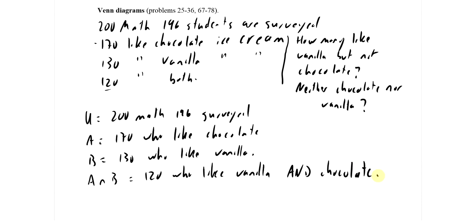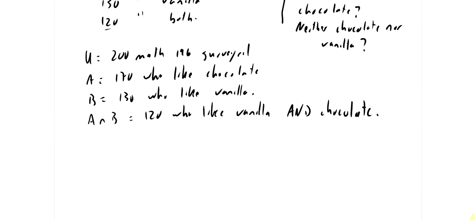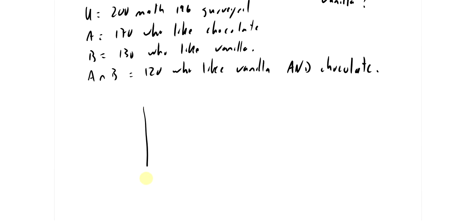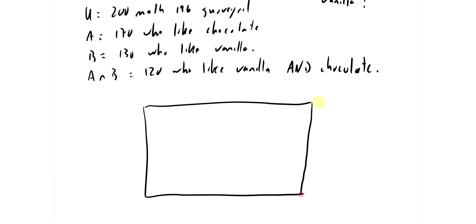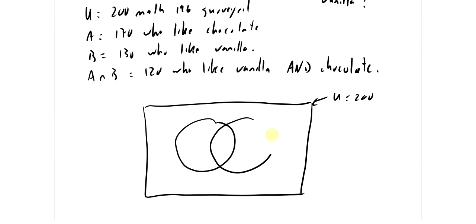Okay, so we will need to be able to display this data in this particular way. A Venn diagram consists of a large box, and the box is for our universal set U, and that's the 200 students that we have surveyed. And then inside we put two circles. One represents A, which is the chocolate people, and one represents B, this is our vanilla people.